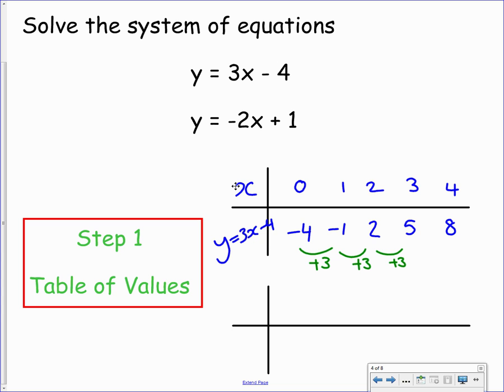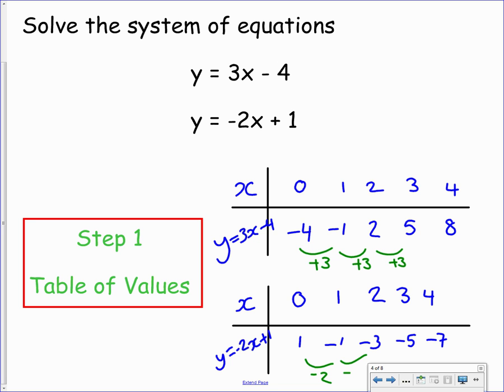For the second equation, again we have x on top, but this time we have y equals negative 2x plus 1. And again, let's take values of x to be 0, 1, 2, 3 and 4. And if we substitute these into the new equation y equals negative 2x plus 1, we get the values 1, negative 1, negative 3, negative 5 and negative 7. Again, you should see a pattern here. This time, we're actually taking away 2 each time. Again, pause the video for now and copy this step into your jotter.